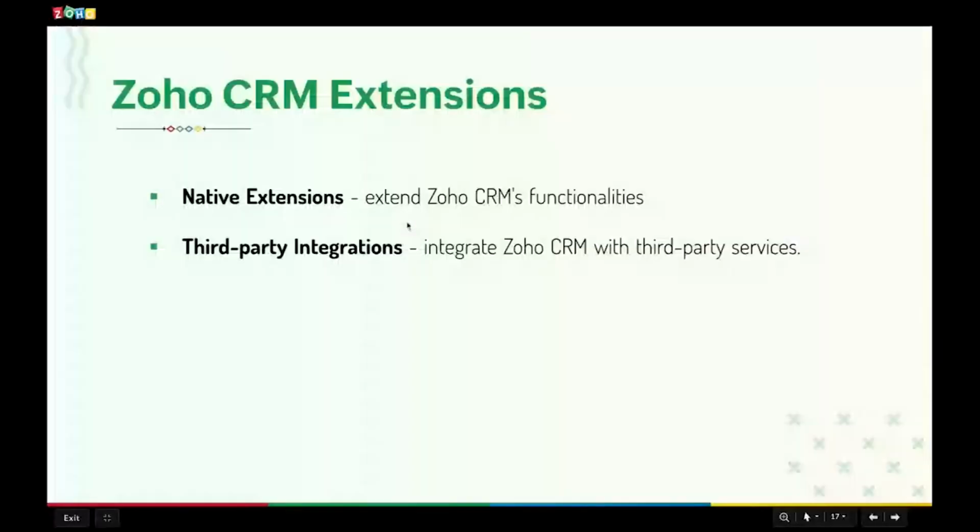Native extensions are the ones in which you only try to extend the Zoho CRM functionalities by adding some customization and automations to your system. Whereas the third-party integrations allow you to integrate Zoho CRM with third-party services. Let's explore the available components available for building these extensions.